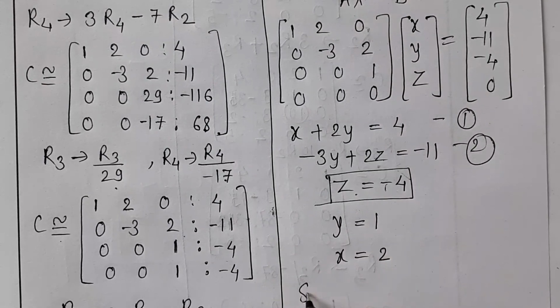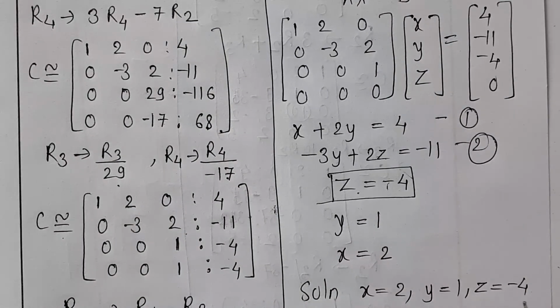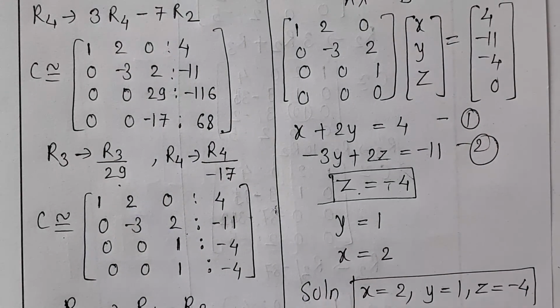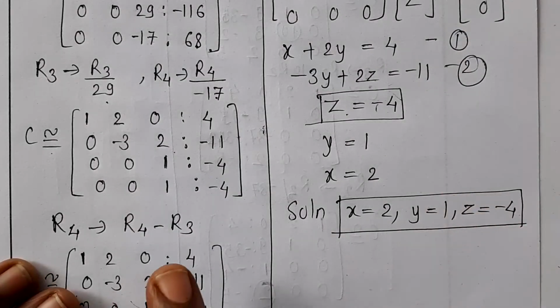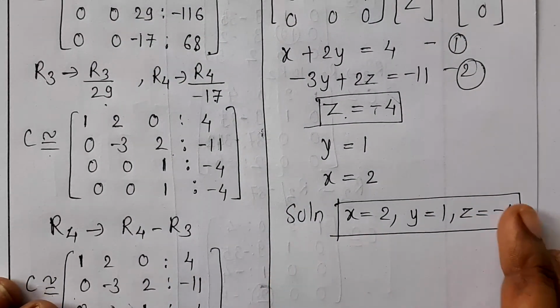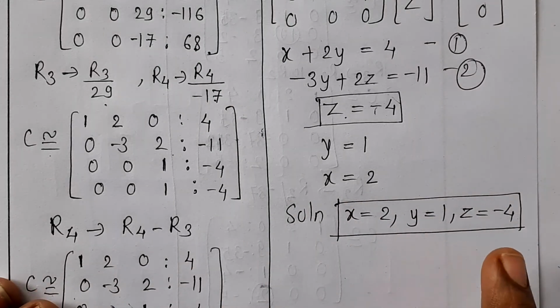So the solution of this system is x is equal to 2, y is equal to 1 and z is equal to minus 4. So this is the solution of the system x, y, z. This is the only one triple which satisfies the given system of equations. You can substitute this solution in the given equations and check your answer also. If it satisfies, it means your answer is correct, otherwise it is wrong.